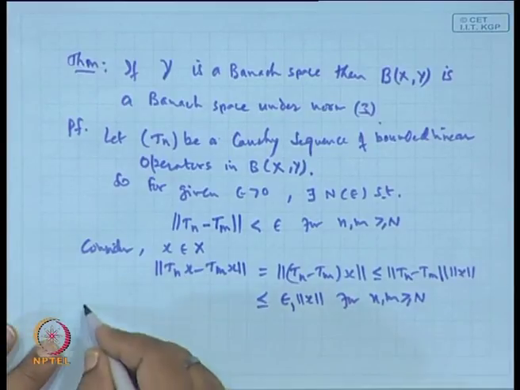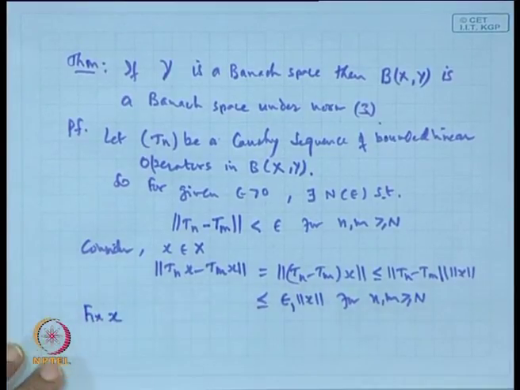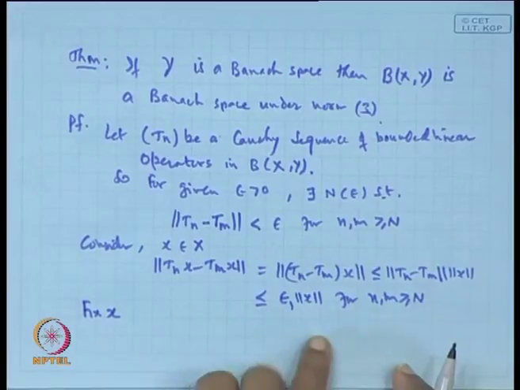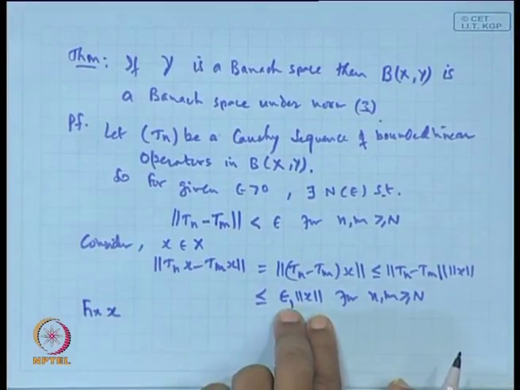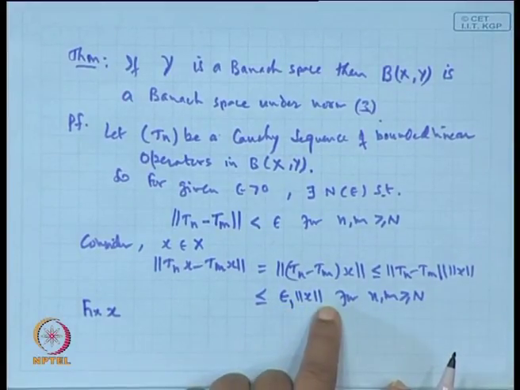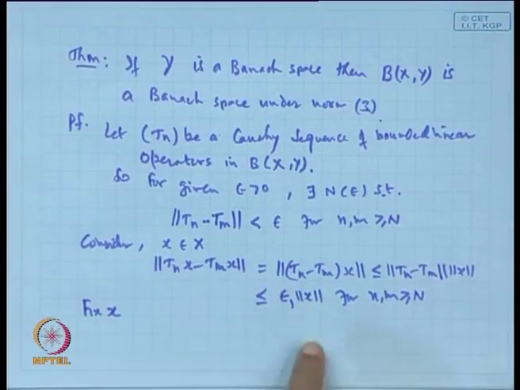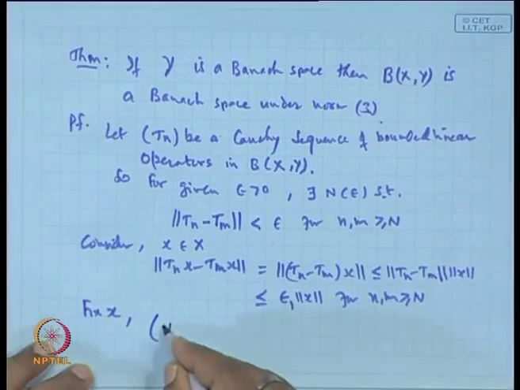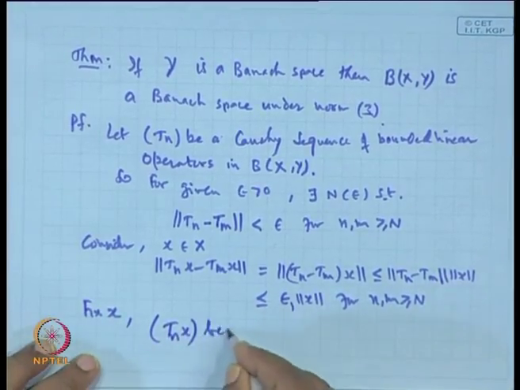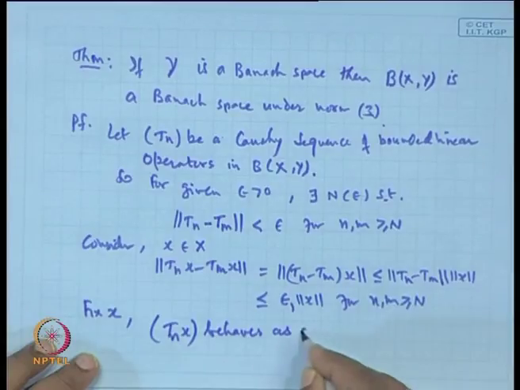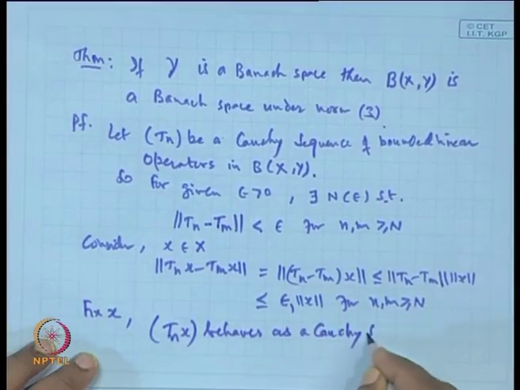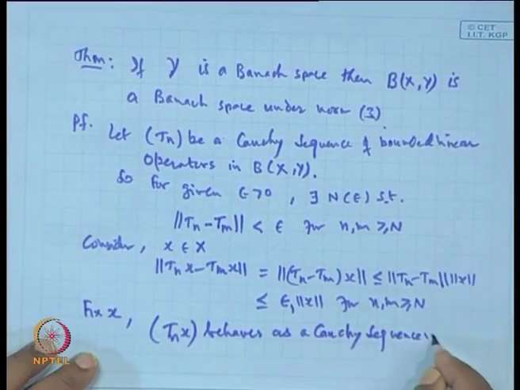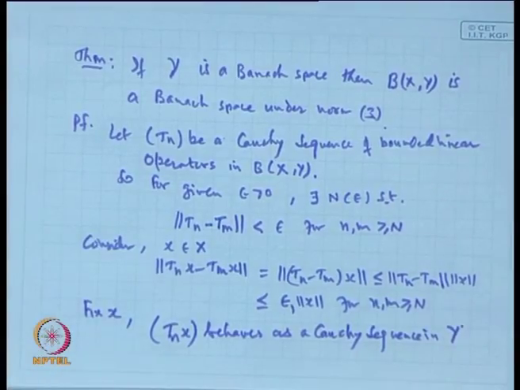So, suppose I fixed x. Once you fix x, this quantity is fixed. So, we can write epsilon 1 into norm x as epsilon 2. So, norm of T n x minus T m x is less than epsilon 2 for n, m greater than or equal to N. It means for fixed x, this sequence T n x behaves as a Cauchy sequence in Y. Is it not?